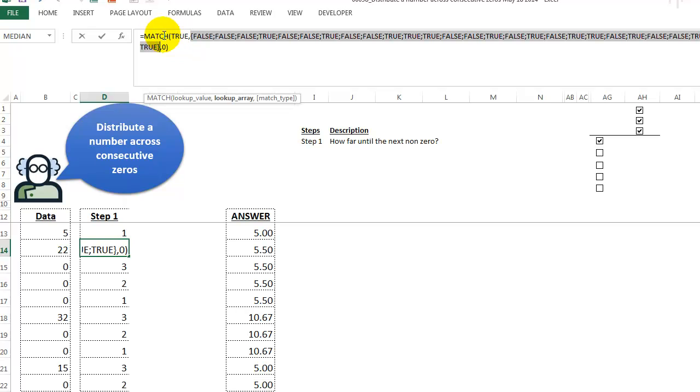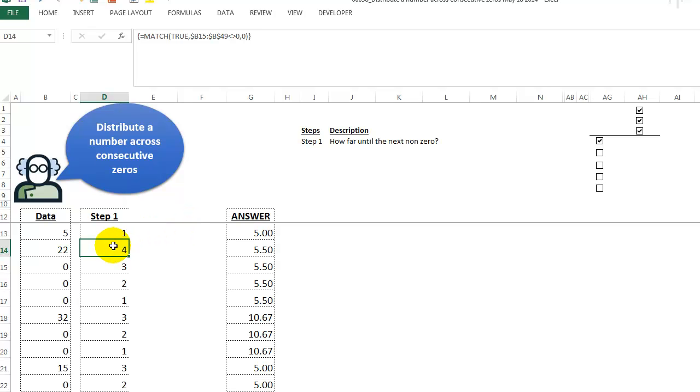So now the match is saying, what am I looking for? I'm looking for a value of true, or the first value of true, within all of these values. And at the end, of course, we have our 0 for exact match. So I'm going to press the escape key to get back to the formula again, the result of the formula.